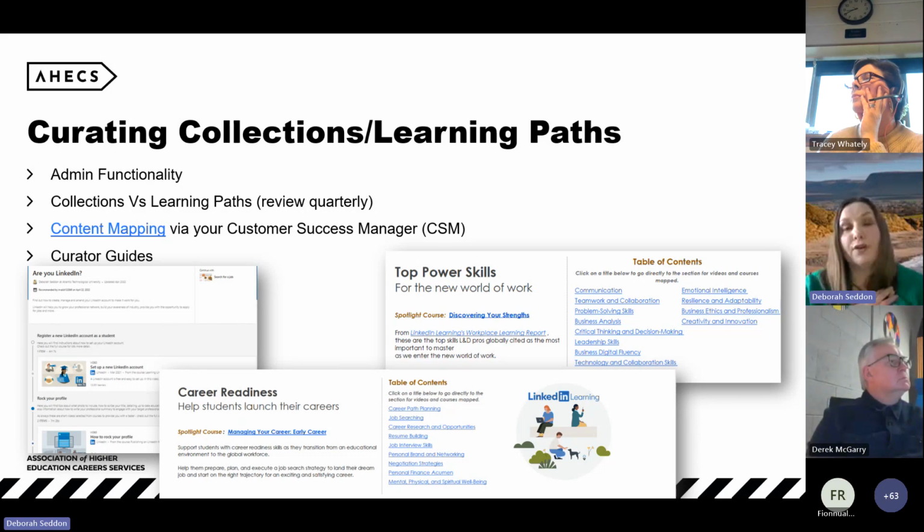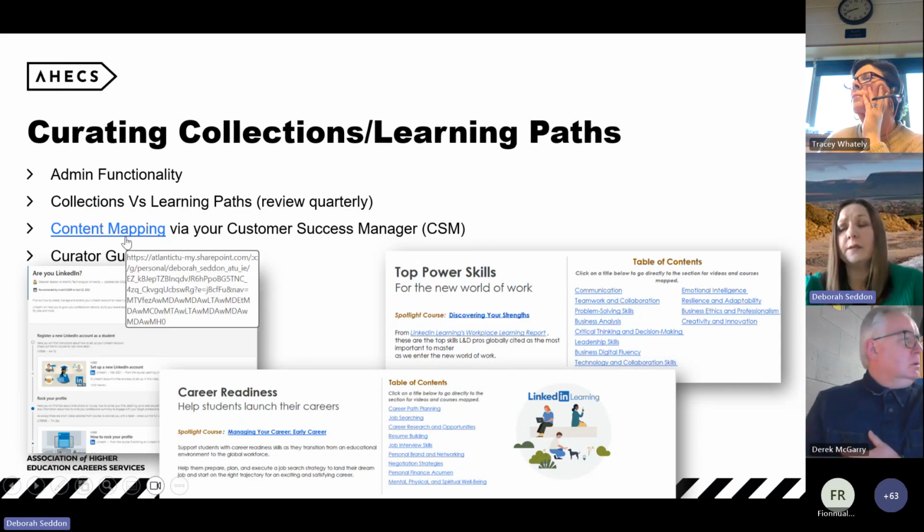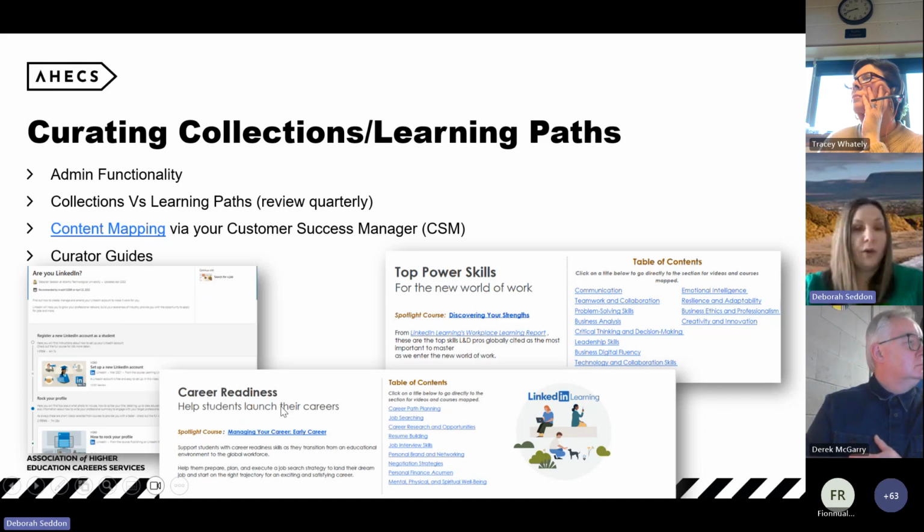Then you can create your own personal ones, but if you want to share them and set them up for use with your institution, with users within your institution, you need that admin functionality. So the way that we would generally start this process is we would ask LinkedIn Learning for some content mapping. You can ask them for content mapping on any subject area. You can see here, these are the generic ones, and this link takes you to the generic career mapping for career readiness.